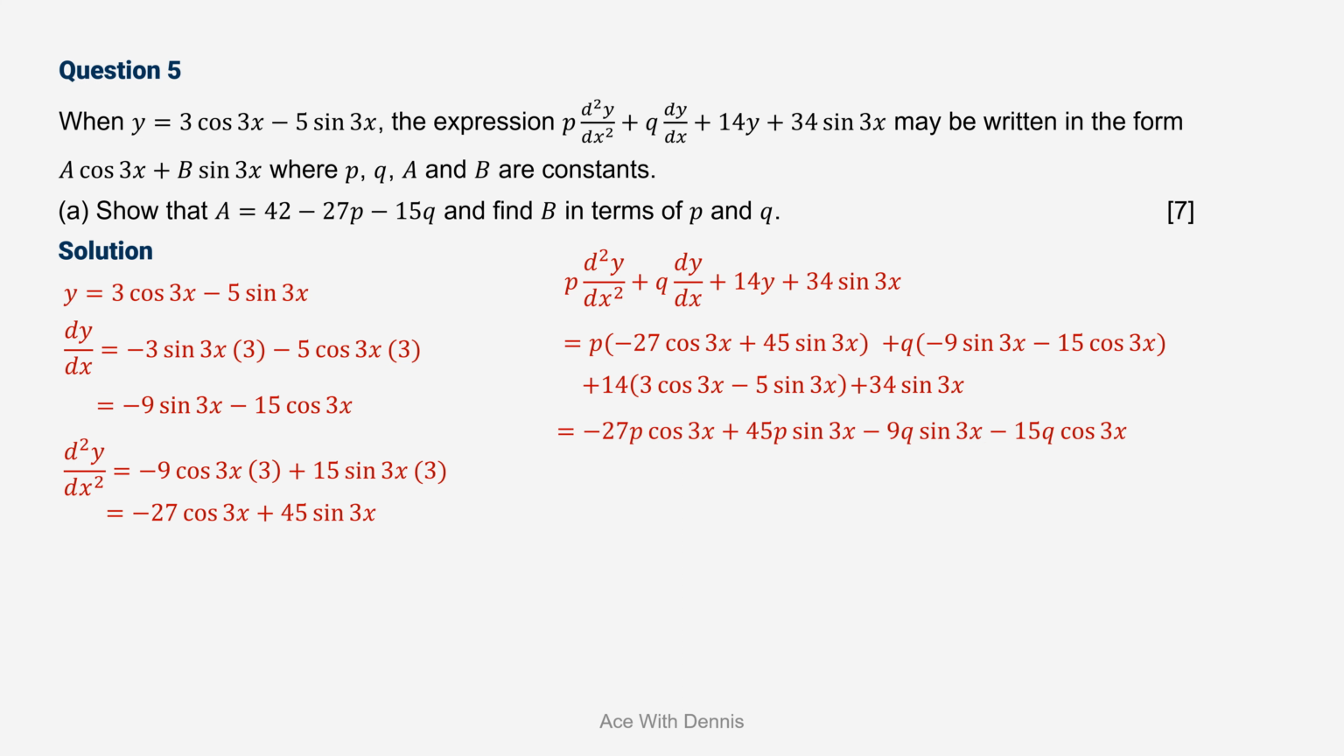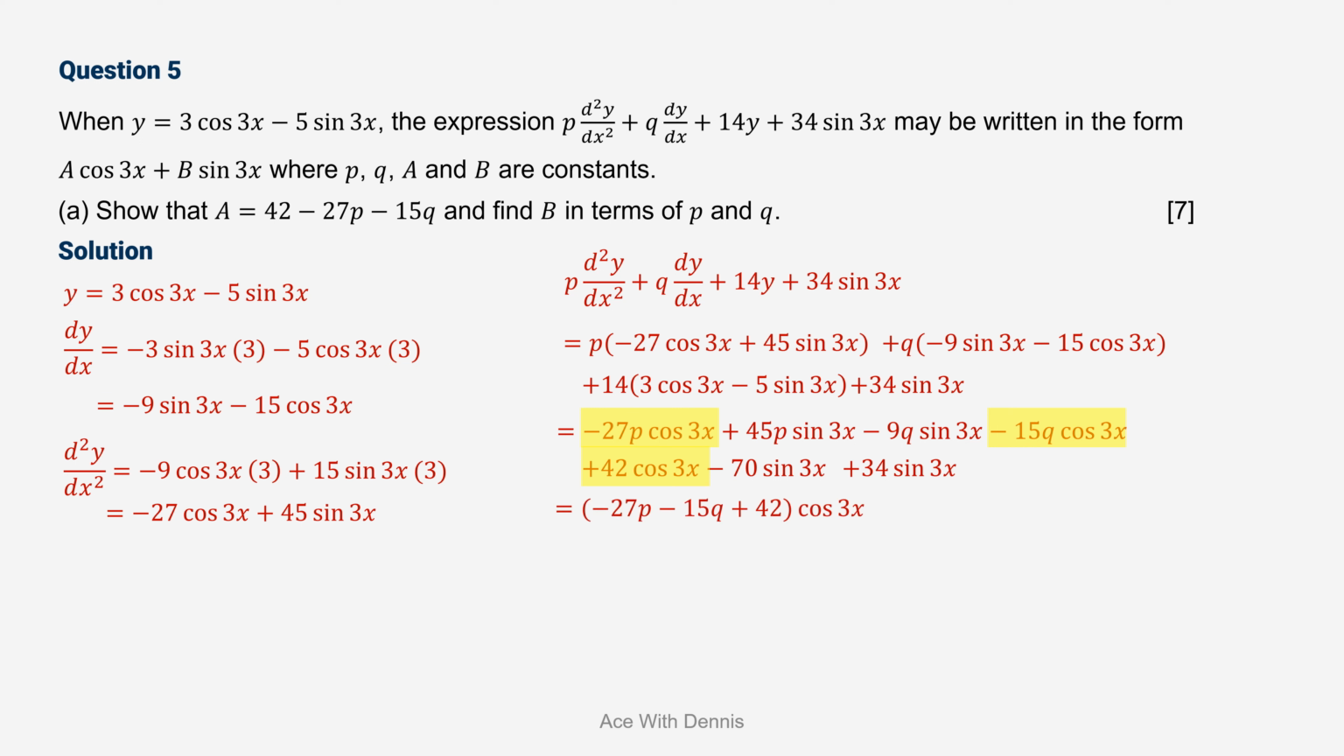The next thing we do is we expand the brackets. We have negative 27p cosine 3x plus 45p sine 3x minus 9q sine 3x minus 15q cosine 3x plus 42 cosine 3x minus 70 sine 3x. And the last term is plus 34 sine 3x. So once we reach this step, we want to combine the like terms. So let's identify the like terms first. So these three terms are the like terms.